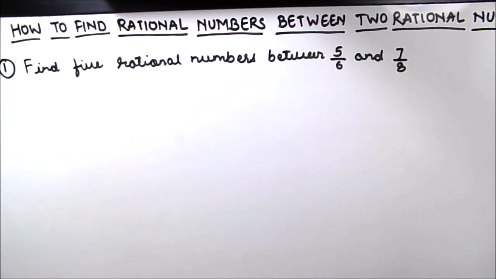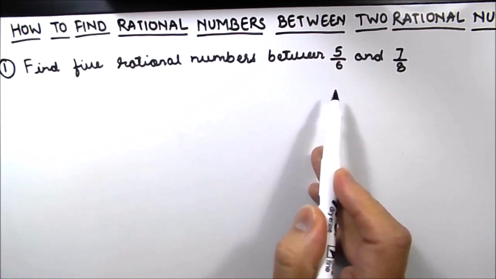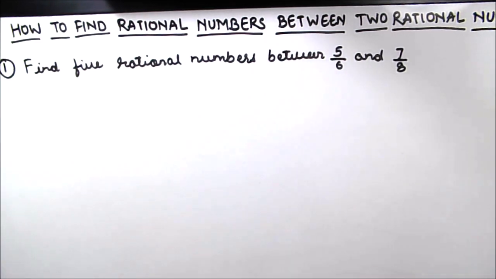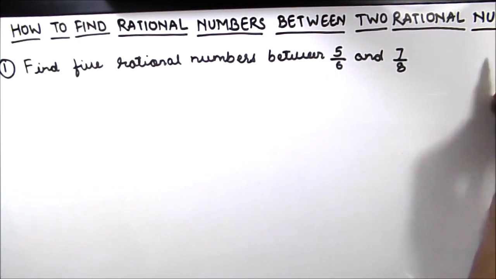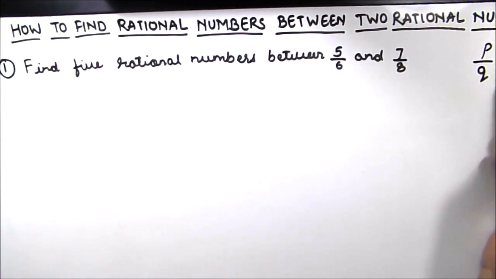In our first example we have a question where we need to find five rational numbers between 5 by 6 and 7 by 8. So before we start, let's revise the definition of rational numbers. Rational numbers are numbers which are in the form of P over Q, that means they are in the form of fractions, where P and Q are real numbers and Q is not equal to 0. If these conditions are fulfilled by any fraction, it is a rational number.